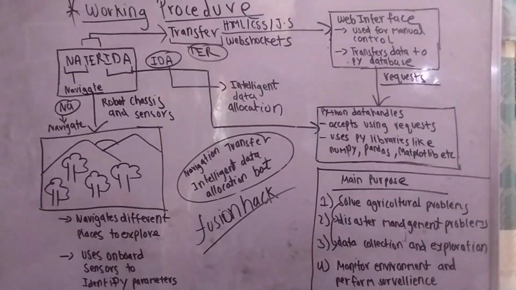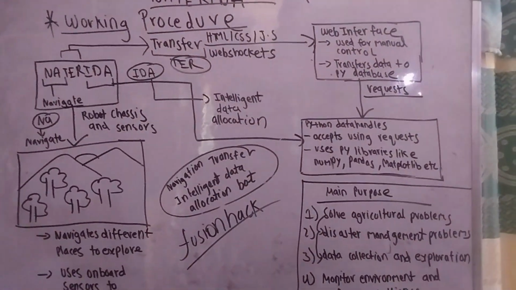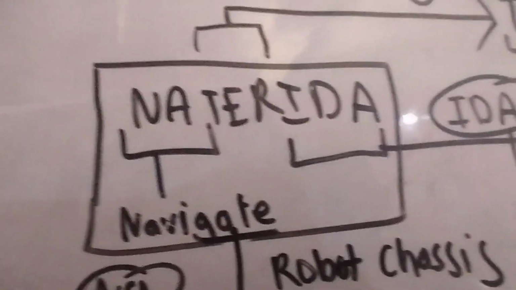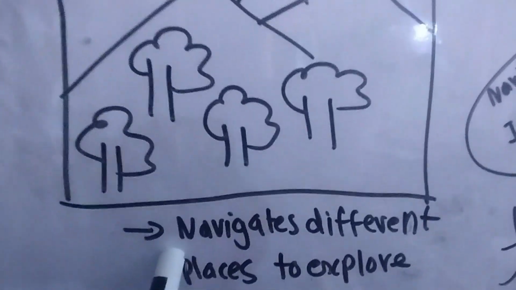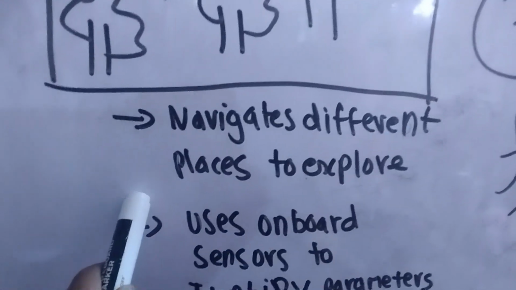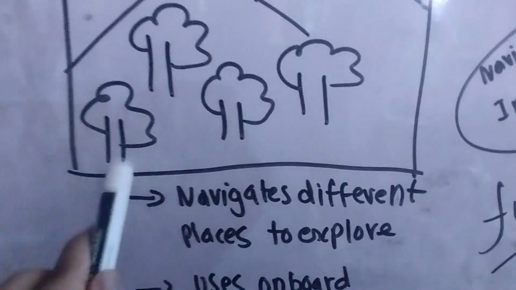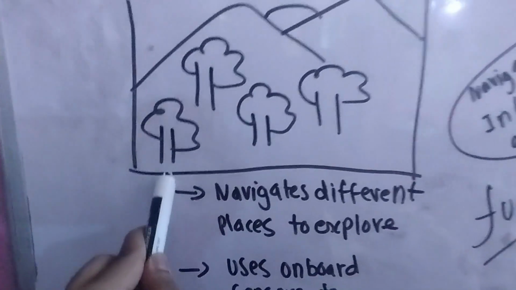So you might be wondering, how did we make this very complex project? So it all starts from here. We start from an idea, NATERIDA. NAT stands for navigation. Robot chassis and sensors are used in order to navigate an environment. It navigates different places to explore and uses onboard sensors in order to identify parameters like temperature, humidity, light, and moisture in order to observe the environment.